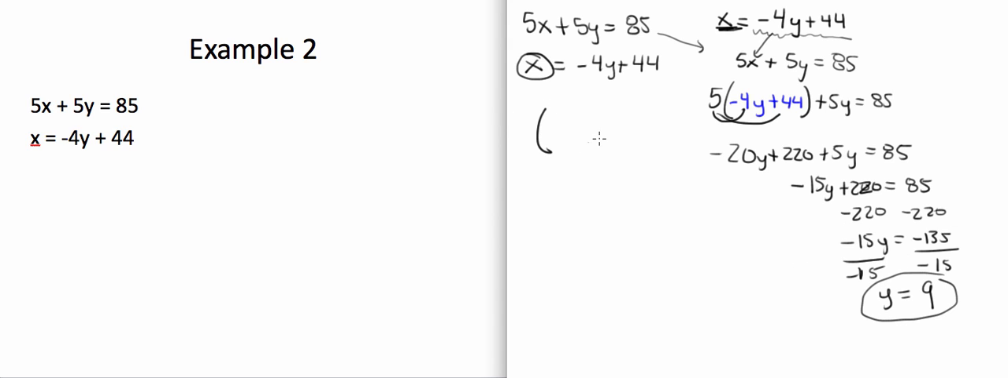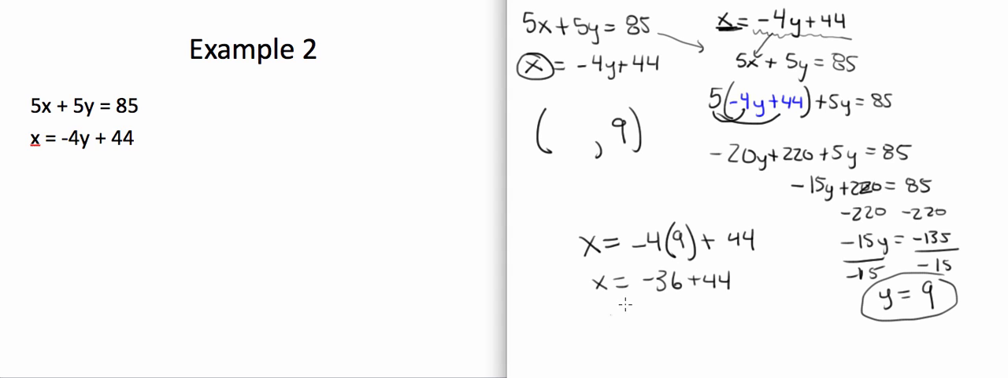In our ordered pair, 9 comes second, but we need to get an x value. So I go back to the original equation. x is equal to negative 4 times 9 plus 44. We simplify this out, and we end up with x is equal to 8. So our final answer is x equals 8, y equals 9.